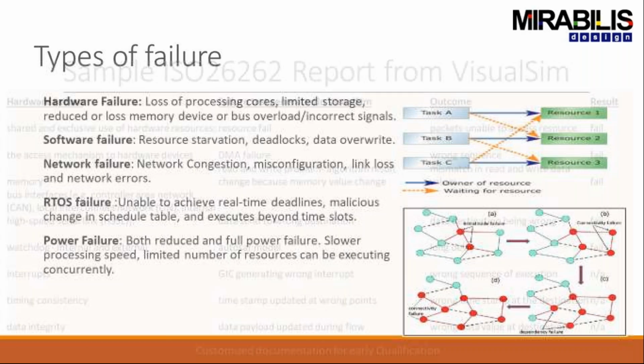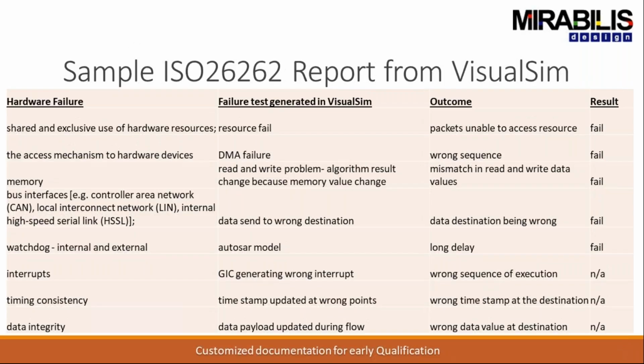Now this is a sample report from VisualSim, the ISO sample report, which talks about the hardware failure and how we implement it in VisualSim. So suppose a customer wants something very customized, they want to inject a failure in the model and they have the specs. Yes, we can develop that block, and we can support that request.